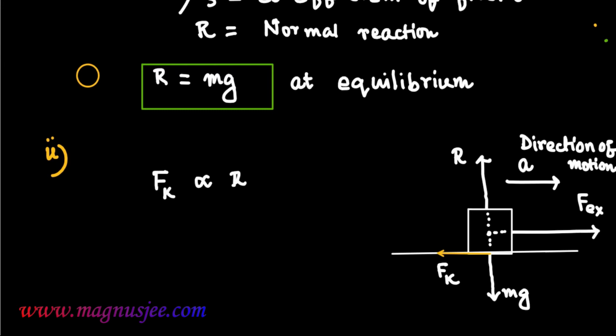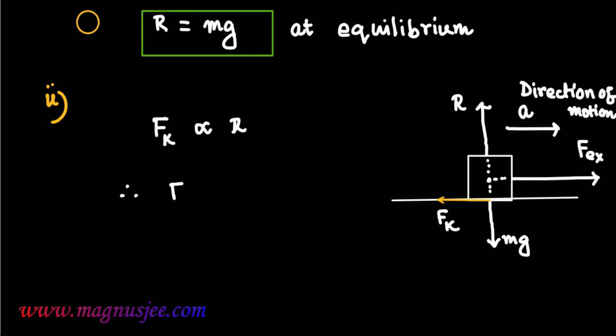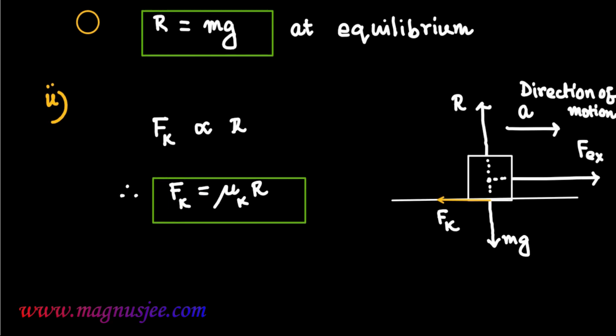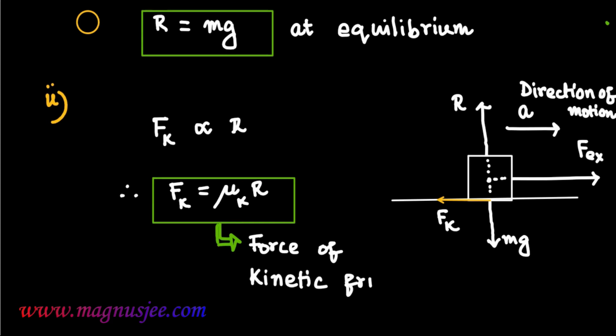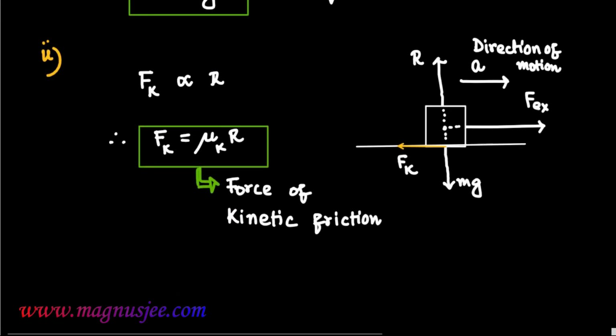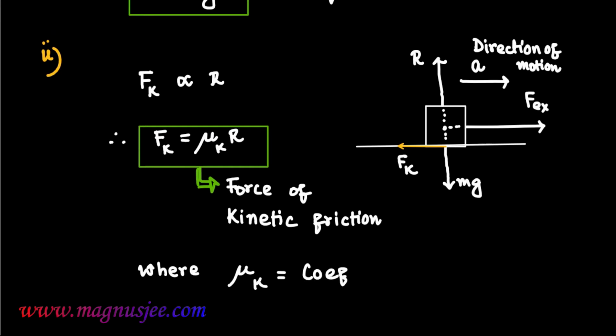In this case, kinetic friction Fk is proportional to normal reaction R, therefore Fk equals μk dot R, that is the expression of the force of kinetic friction, or only kinetic friction. Where μk is the coefficient of kinetic friction.